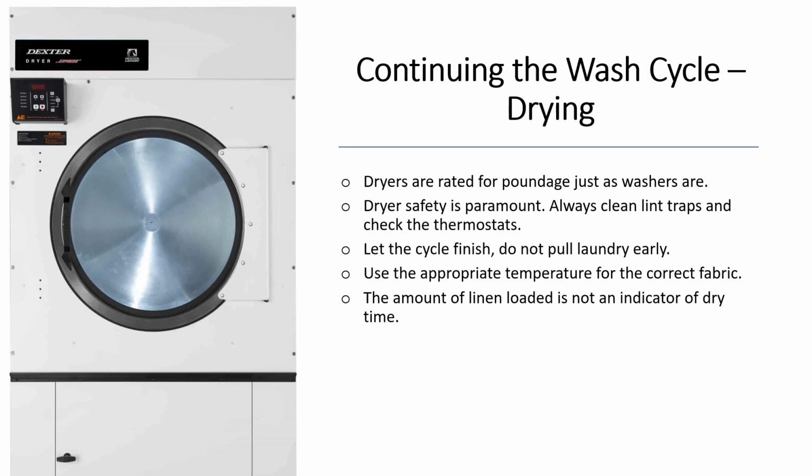Just like a washer, the dryer is rated for clean, dry weight. A 100-pound dryer can handle 100 pounds of dry laundry. Dryers should always be loaded to capacity. The amount of linen loaded is not an indicator of drying time.